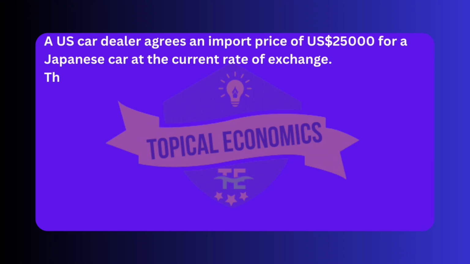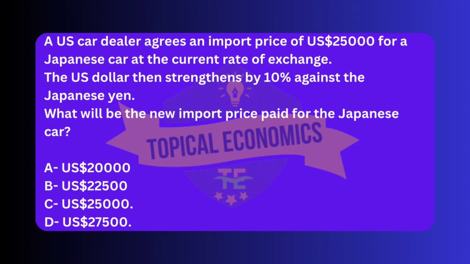Moving to the sixth question. A US car dealer agrees an import price of $25,000 for a Japanese car at the current rate of exchange. The US dollar then strengthens by 10% against the Japanese yen. What will be the new import price paid for the Japanese car? A. $20,000. B. $22,500. C. $25,000. D. $27,500. Reference, 2021 May-June version 1.